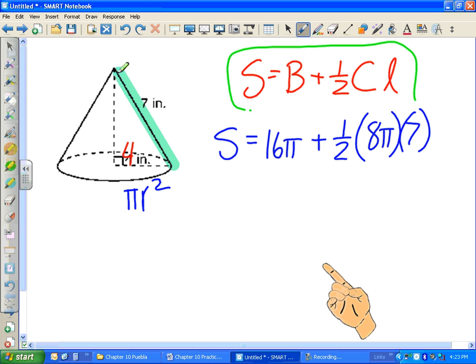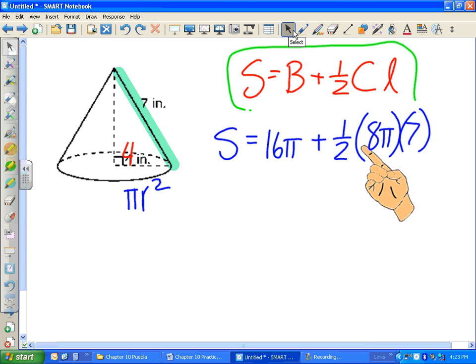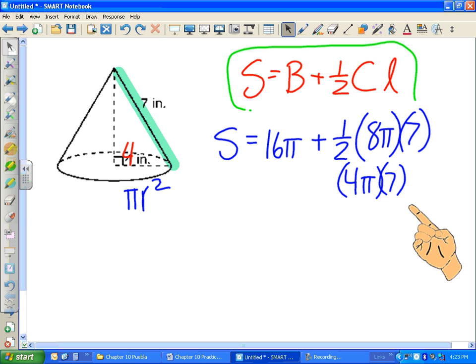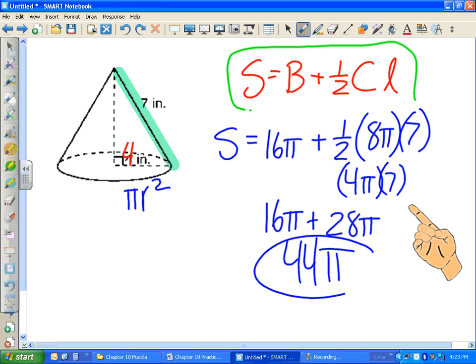So let's do this. What's half of 8? You get 4. What's 4 times 7? You get 28. So now I'm at 28 pi plus 16 pi. What do you do now? What's 16 plus 28? 44 pi. Okay? Read the instructions. I didn't read them. I was giving you decimals. You don't need decimals for this one. Keep it in pi. Next one.